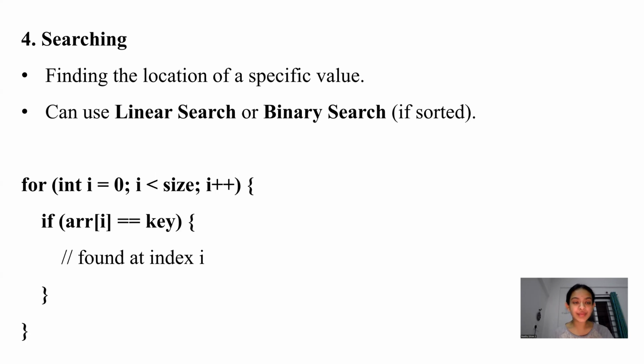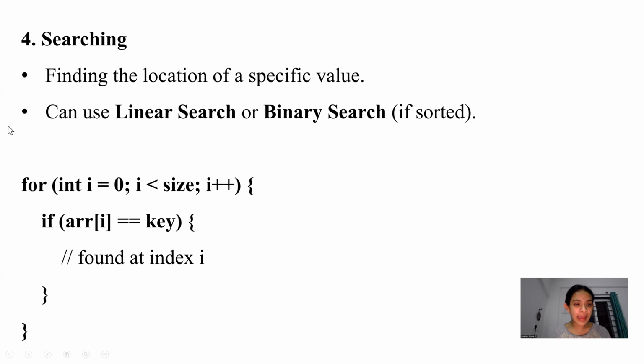Next, searching. What do you mean by searching? You're going to find the location of a specific value, whether a particular element is present or not. You can use linear search or binary search. Binary search if the data is sorted. Unsorted, linear search. Sorted, binary search.